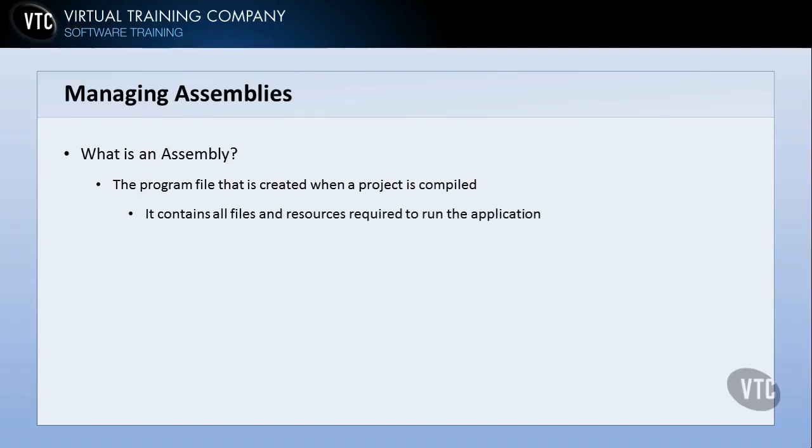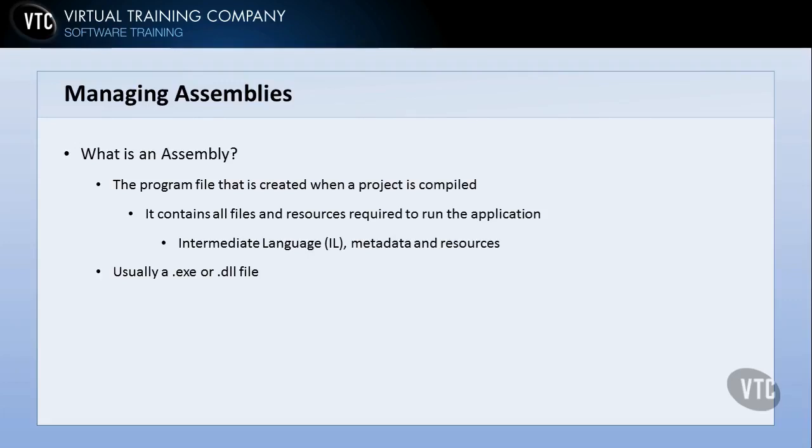Now, normally this is going to be an exe or a DLL file, and that one file contains all the files and resources required to run the application. You've probably heard before there's a manifest and all these other resource files in there. The main thing, you have intermediate language or IL, metadata, and resources. And if you remember, the metadata and the intermediate language especially is what the common language runtime actually uses to execute this application or this code on the computer.